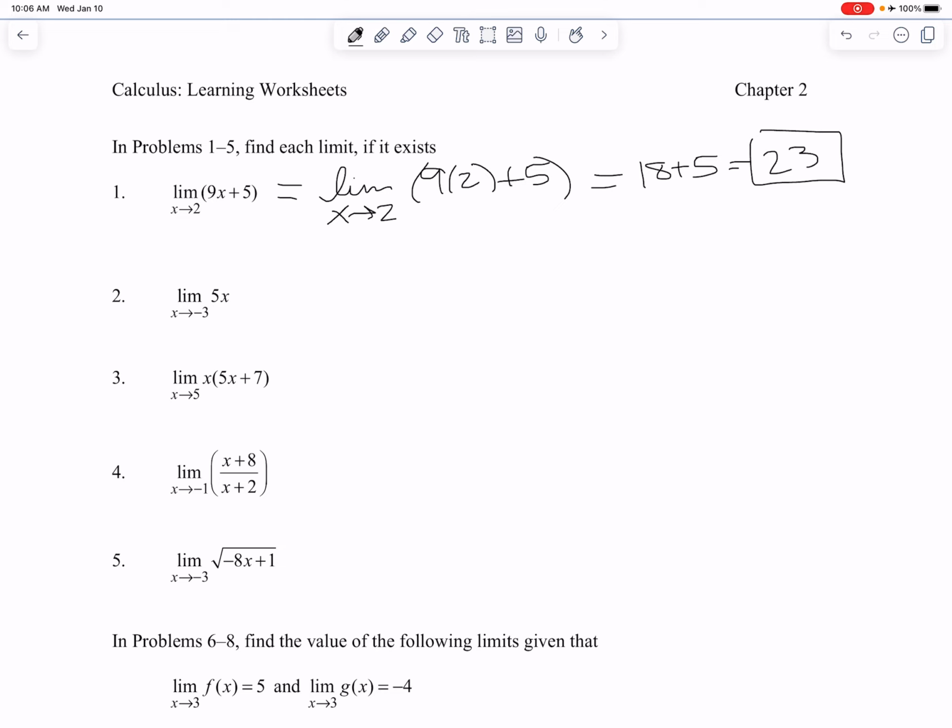Okay, let's do another. The limit of 5x as x goes to negative 3. Same thing. As x goes to negative 3, 5 times negative 3 is going to give us negative 15. Simple enough.